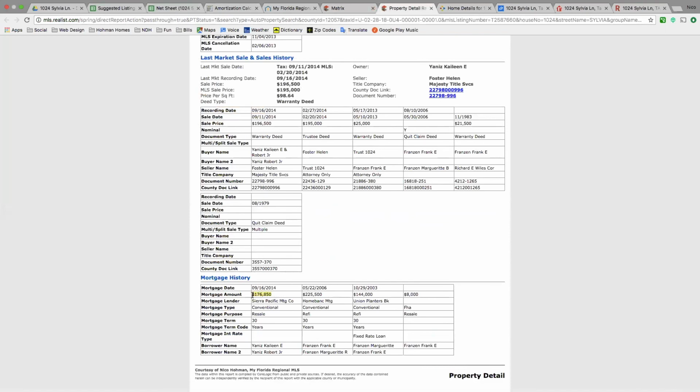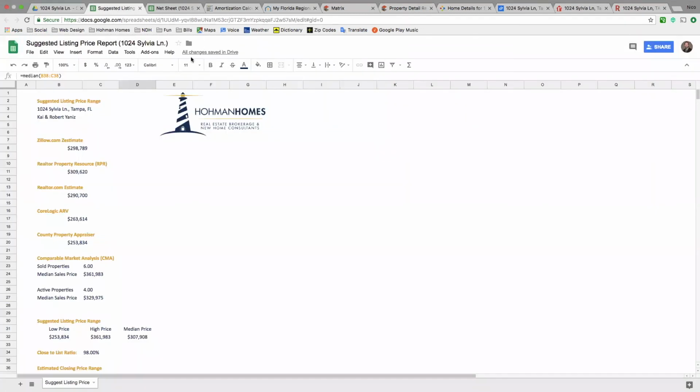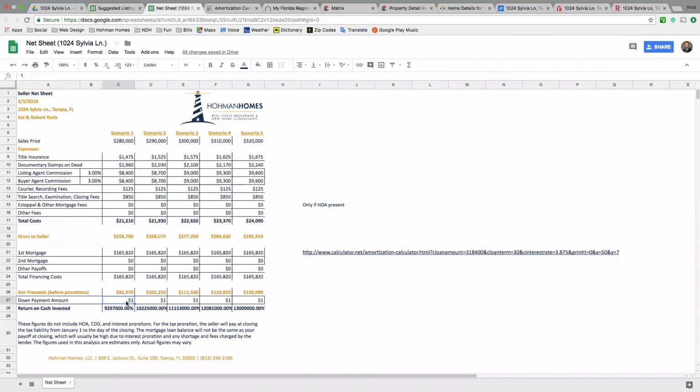So if we know this 176,850 was the mortgage amount, and we know this 196,500 was the purchase price, that means the difference between the purchase price and the mortgage amount was the down payment. So for this particular property, the down payment amount was $19,650. So we enter that information here, $19,650.